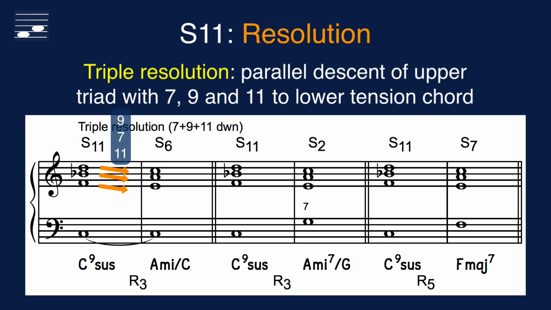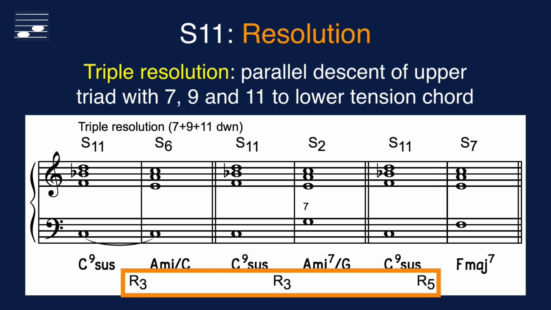The triple resolution yields parallel motion in the upper parts, with the S11 structure moving into either an inverted triad or 7th chord. An inverted triad voicing in the upper layer is best in this case. We find positive root cycles R3 and R5.